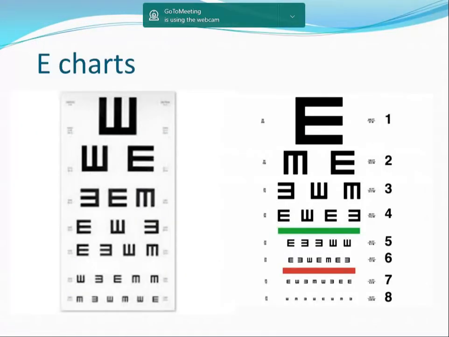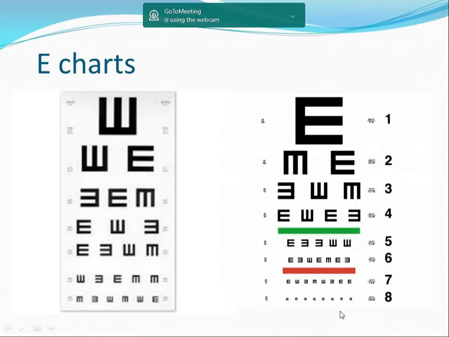So what do we do when the patient is illiterate or there are children and they don't know how to recognize the letters? In that case, we have what are called E charts. We just have to ask the patient in which direction the limbs are pointed. In this one it is pointed towards the right, here it is down, like that the patient will say, and accordingly you will record the vision as 6/60, 6/36, 6/24, like that.